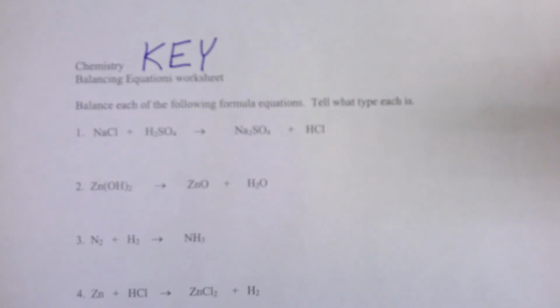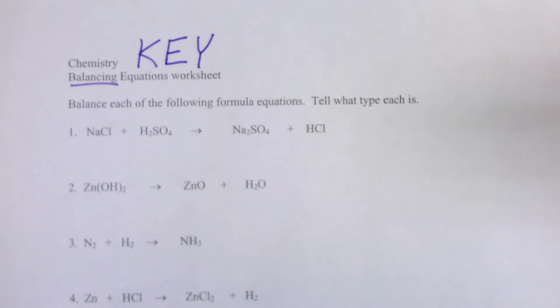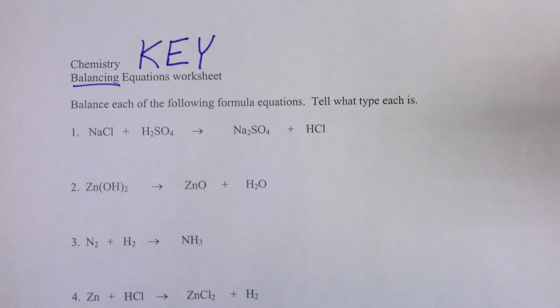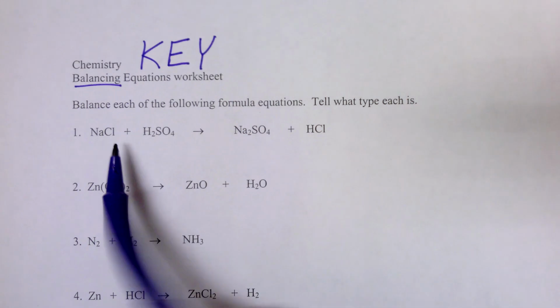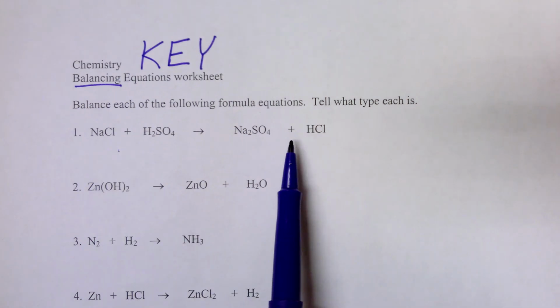All right, so let's take a look at the answer key to this balancing equations practice worksheet number 2. Keep in mind that balancing means that you have the same amount of products as you have reactants. Reactants are on this side. That's what you start with. Products are on this side. That's what you finish with.